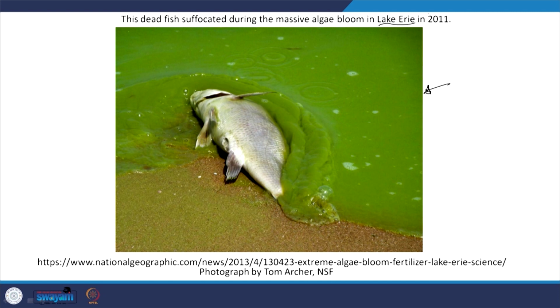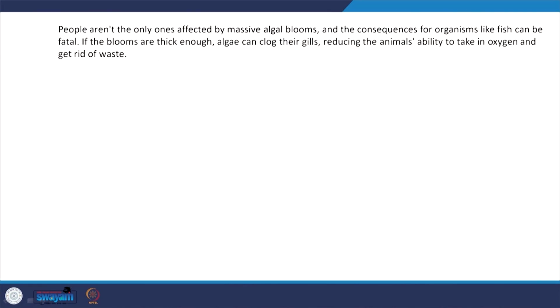This is from Lake Erie. Again, you can see the level of algal bloom. I might not have eye catching pictures from India, but again this is pretty common in Indian lakes too. Again, Indian lakes, people are encroaching upon Indian lakes left and right. There are few lakes if any left, right. So, that is something to keep in mind, and people are not the only ones affected.